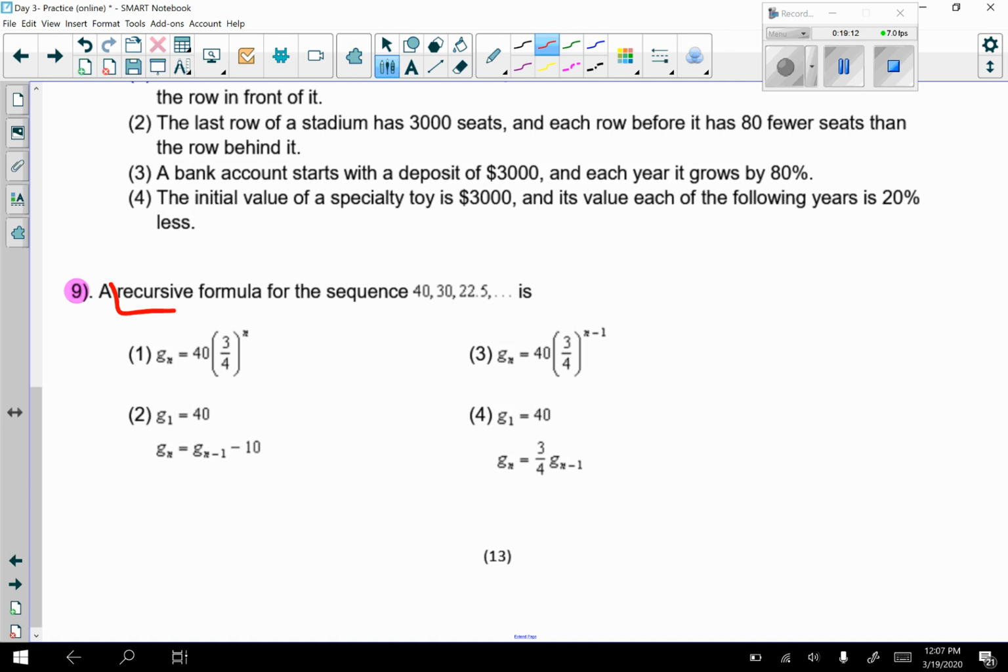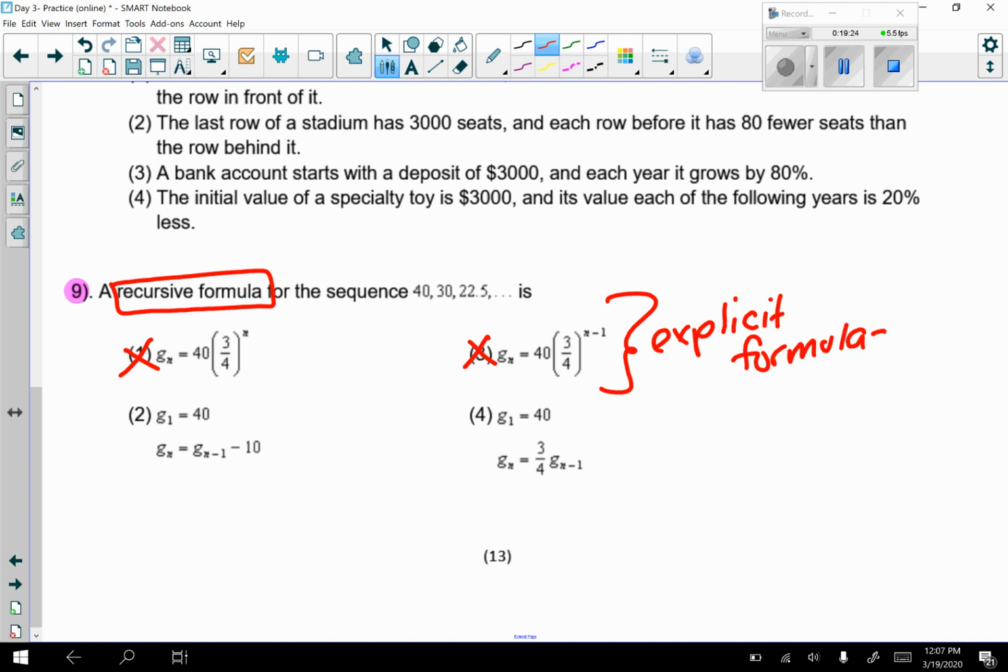So recursive formula, once again, I should cross out 1 and 3 because those are explicit formulas. And this is very similar to the last question. Am I subtracting 10 every time, or am I multiplying by 3/4 every time? And hopefully you paid attention in the last question because it must work for every term.